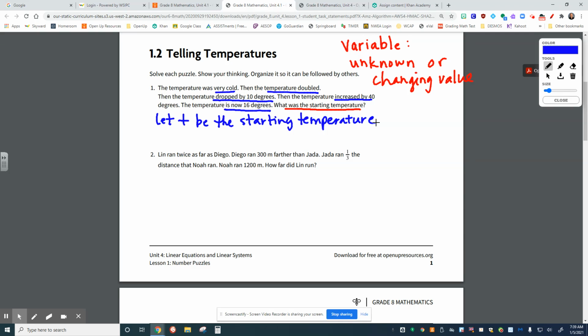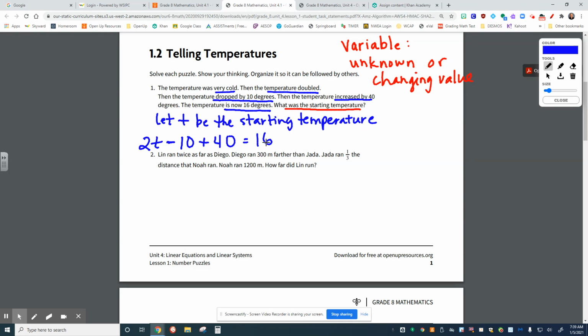So what we know with this is that the temperature was very cold. And so if the temperature was very cold, we know that it was some temperature we don't know. We know that it was doubled, so we can multiply that by 2. Dropping 10 degrees is minus 10 degrees. And then increasing 40 degrees would be plus 40 degrees for a temperature of 16 degrees. Now, what was the starting temperature? In order to figure this out, all we have to do is work backwards.